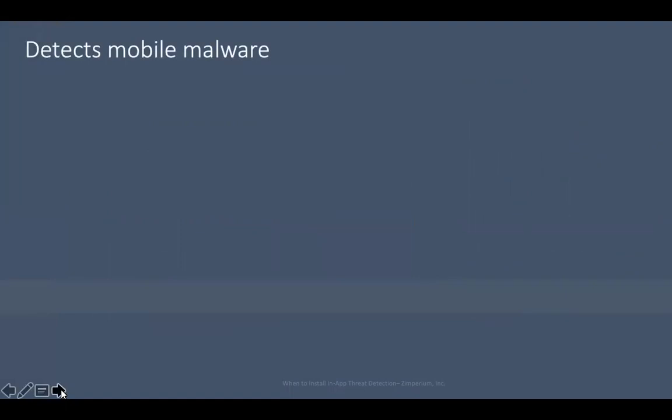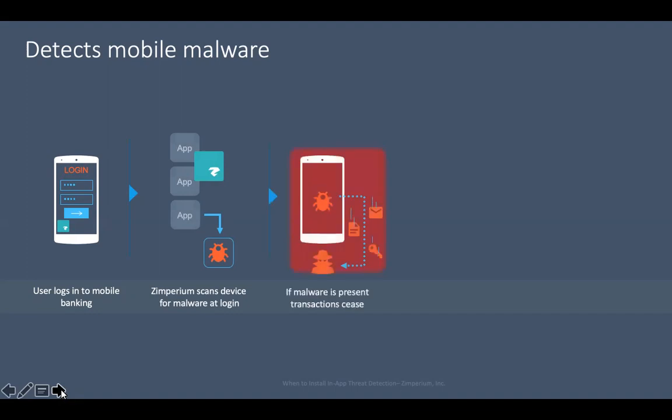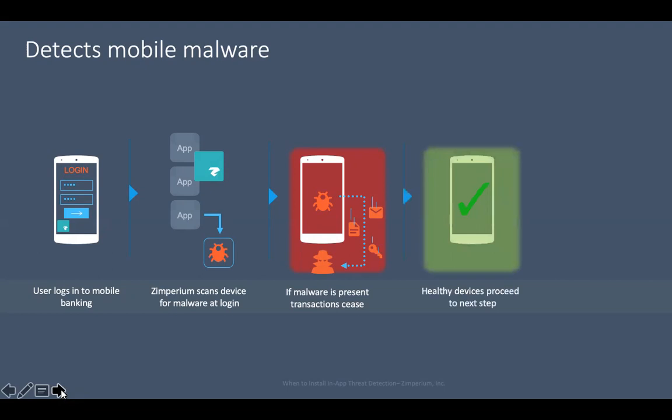So what does that look like? So let's detect some malware. So let's say, for instance, a user logs into mobile banking, and I already have the in-app threat detection on here, the little tiny box in the left-hand corner of the device with the Z. So Zimperium is going to scan the device for malware at login. If malware is present, it basically logs this and says, hey, this user is present, they have malware, and then healthy devices can proceed to the next step. They said, okay, if malware, no. If no malware, go ahead.